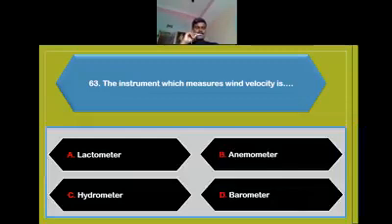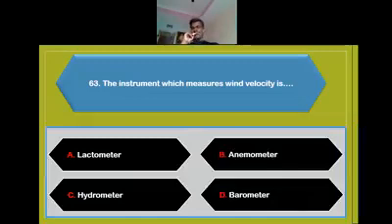Ozone hole means. What do you mean by ozone hole? Ozone hole means, first option, hole in the atmosphere. B option, same concentration of ozone. C option, decrease in concentration of ozone. D option is increase in the concentration of ozone.